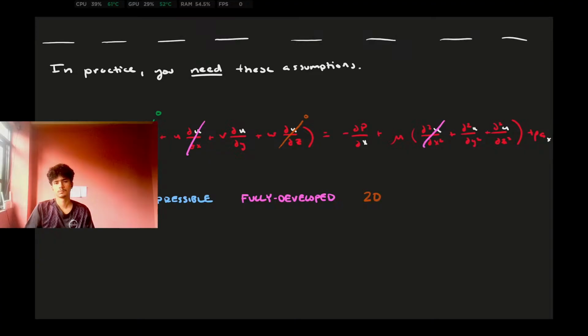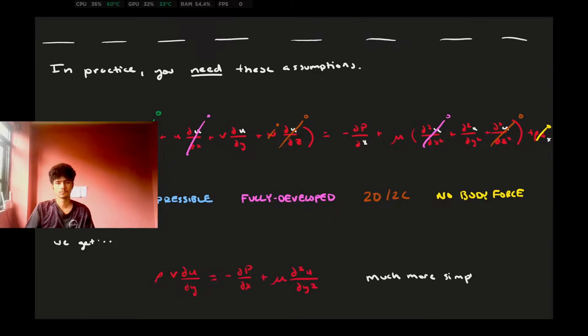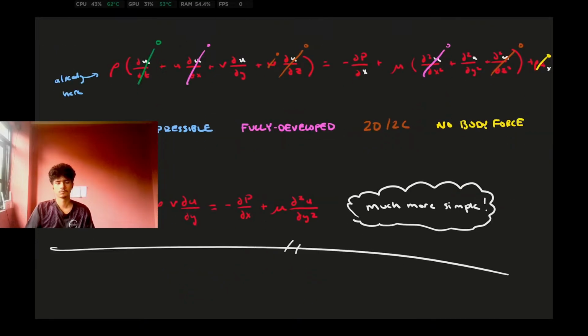2D, 2C assumptions let us get rid of z derivatives and the w velocity. Last, we assume no body forces and chop off that last term. This leaves us with a much more approachable and solvable function that still accurately describes some fluid flows. You will often be relieved at how simple an assumption can make your problem. And that's it. Let's review.